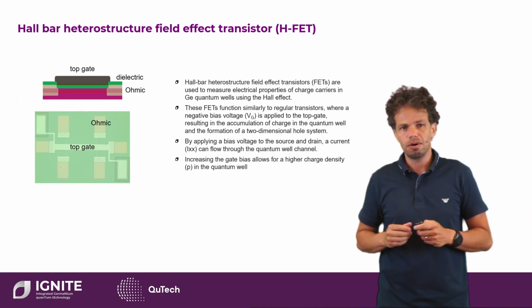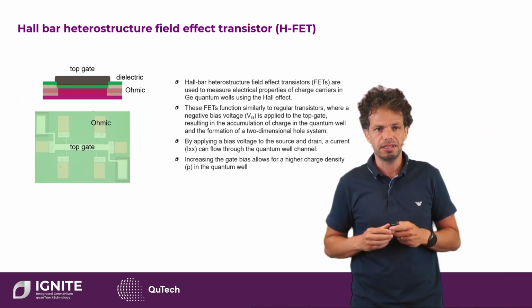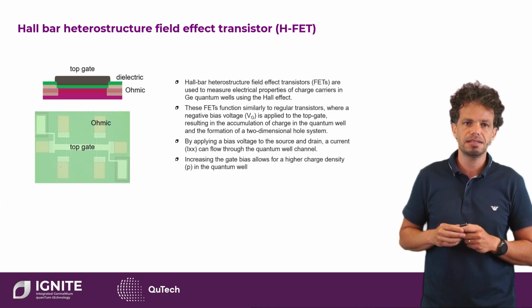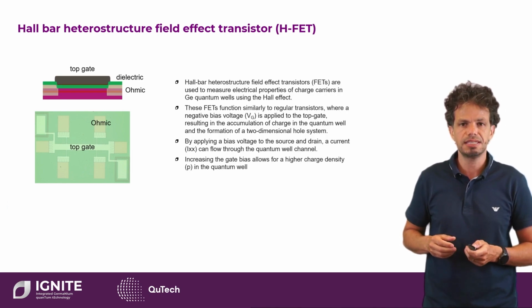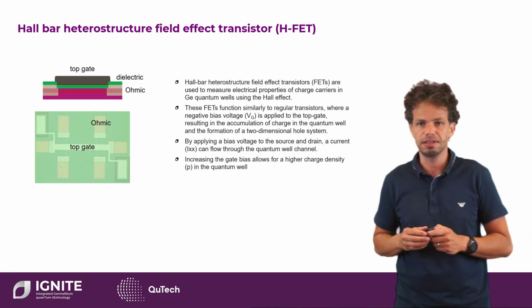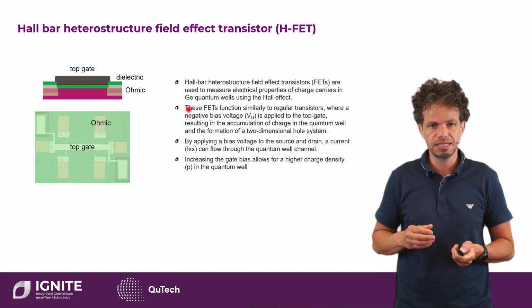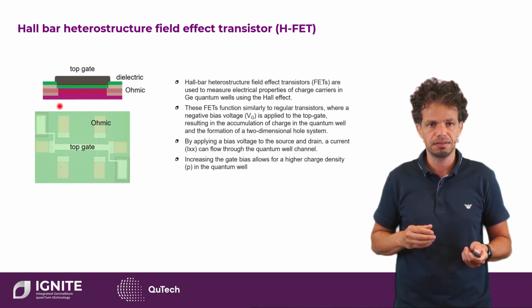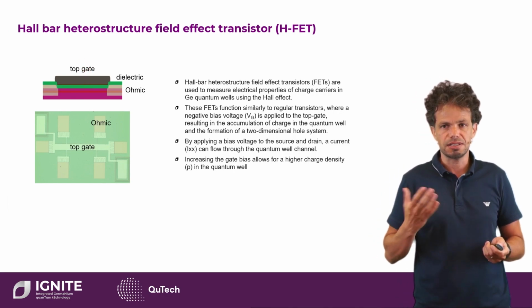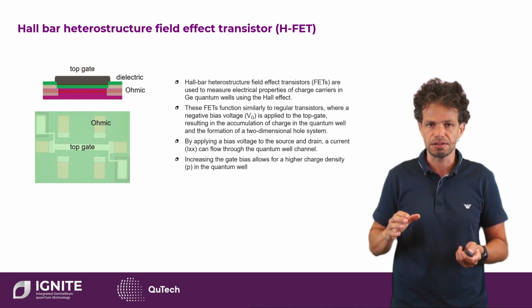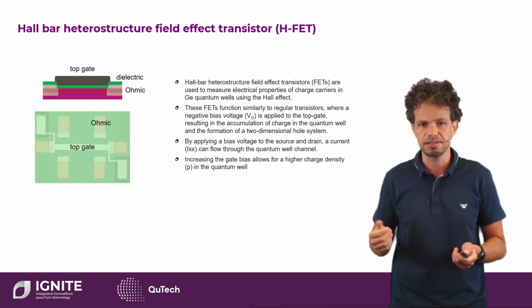Now let me tell you a little bit more about the most important device that we make and characterize for gaining information about the strained germanium quantum well. This is the Hall bar heterostructure field effect transistor. It's essentially like a transistor where you have a channel that is contacted by source and drain electrodes, and the carriers are induced in this channel by applying a voltage at the top gate. So this is essentially a transistor, but embedded in a heterostructure, hence the name heterostructure field effect transistor.